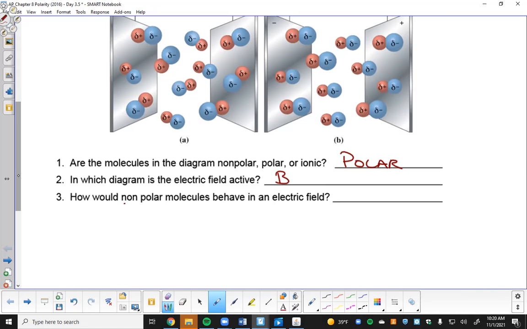But if you put nonpolar molecules in this electric field, what would you expect to happen? Because nonpolar molecules don't have dipoles, they cancel each other out, or they don't exist. Maybe it's a nonpolar bond and a nonpolar molecule. They would be randomly aligned, kind of like a magnet on aluminum. Magnets don't affect aluminum. The field is not going to affect a nonpolar molecule, so it's going to be no alignment.